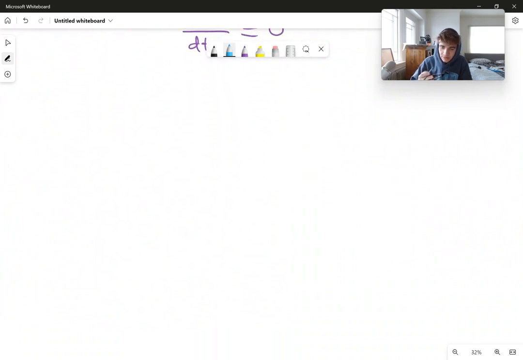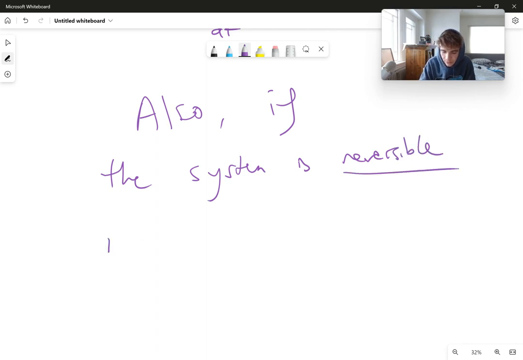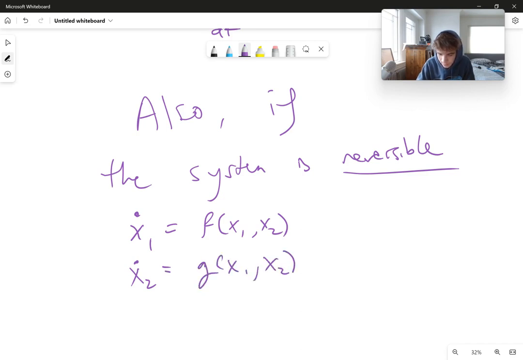Another case is that the system might not be conservative, but we could have another example here, which is if there is a time reversal symmetry. So if the system is reversible, as they call it, and what reversible means is essentially, I'll write it fully out so we can see it: x1 dot is equal to f of x1, x2, x2 dot is equal to g of x1, x2.